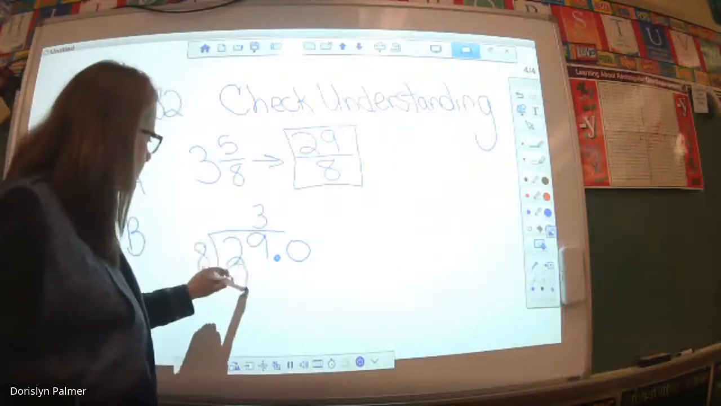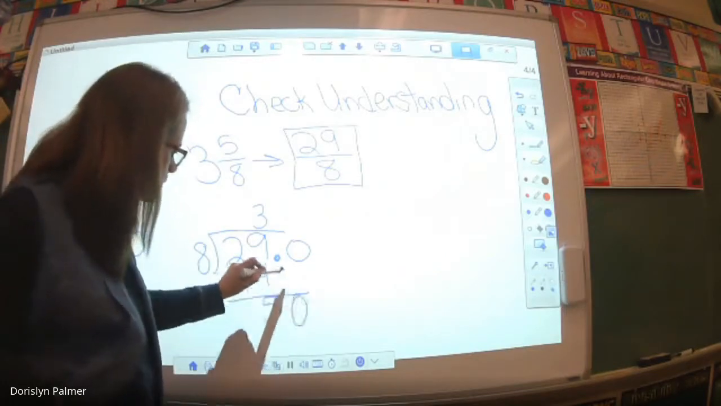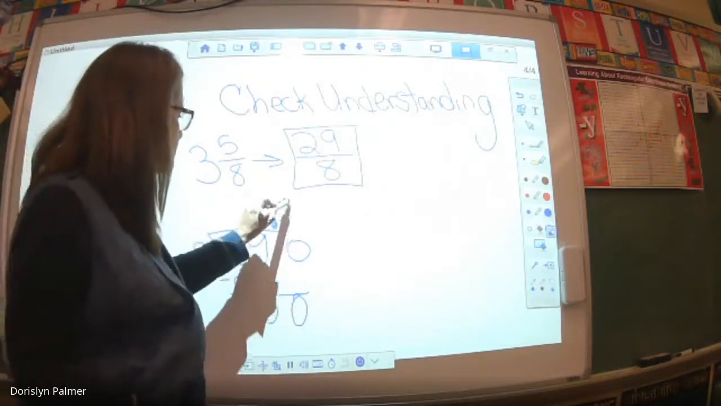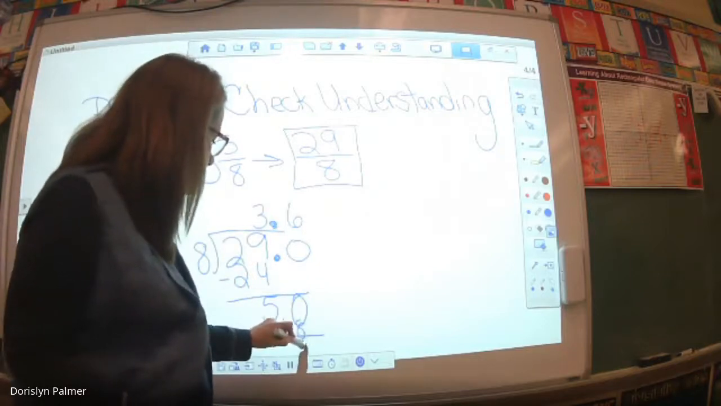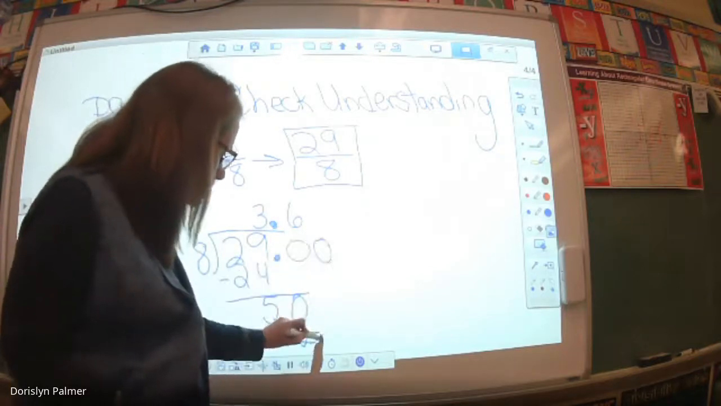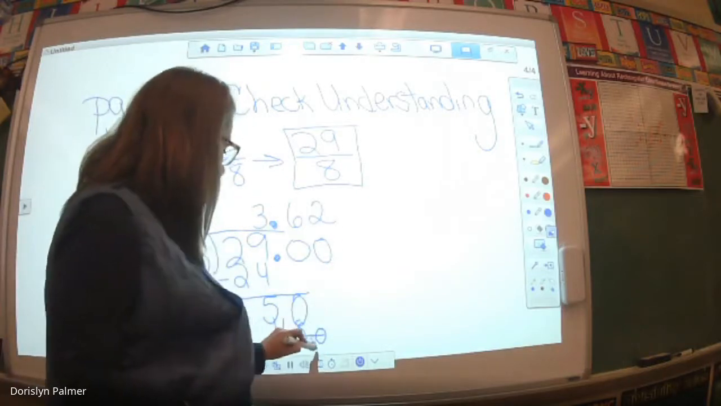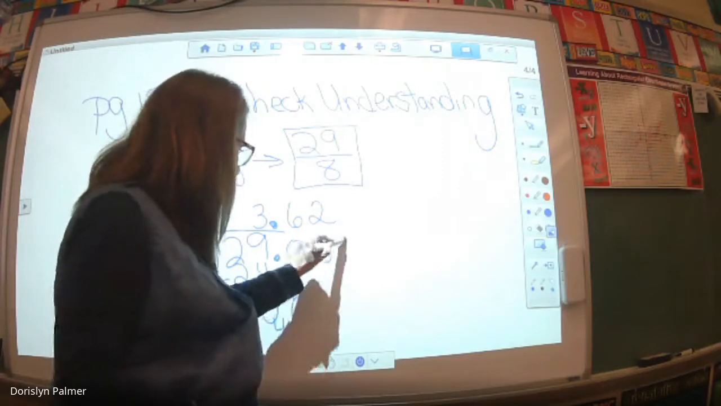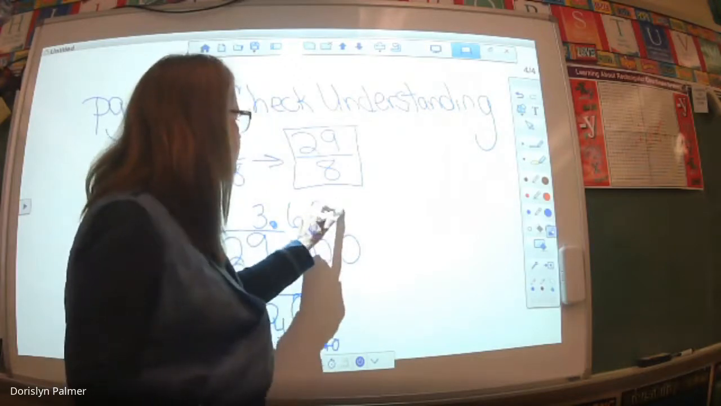3.625. All right. So I'm going to say, you said 3. That's 24. I subtract, bring down my 0. This decimal point goes straight up top. 8 goes into 50 6 times. 6 times 8 is 48. I subtract and get 2. I add another 0. 8 goes into 20 twice. 2 times 8, Mrs. Palmer's running out of room, but that's 16. I subtract and get 4. Add another 0. Now we're even. 8 goes into 40 5 times.